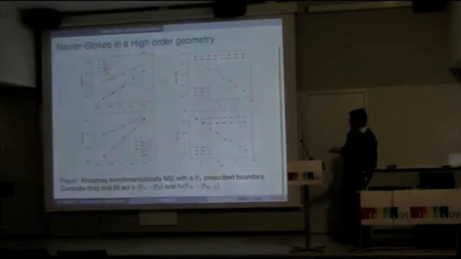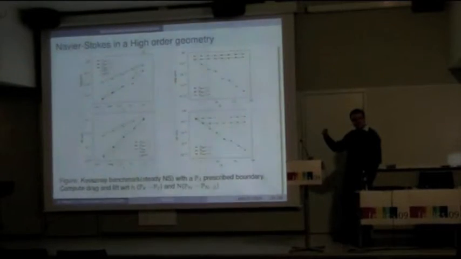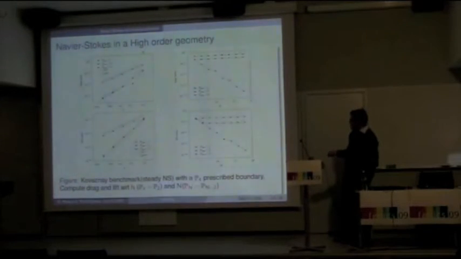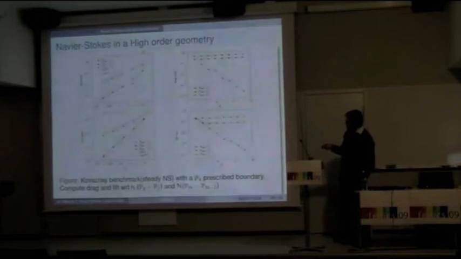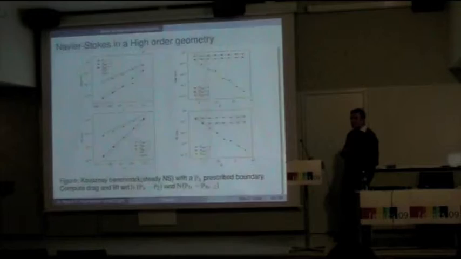Another example here, in this example, we have a high order geometry. So this is a Kovasnai test case. We would like to handle high order geometry. So one part of the domain is a P4 prescribed function. And what we do here is that we would like to have the convergence in H or in N of the drag and lift on this boundary and look at the convergence.